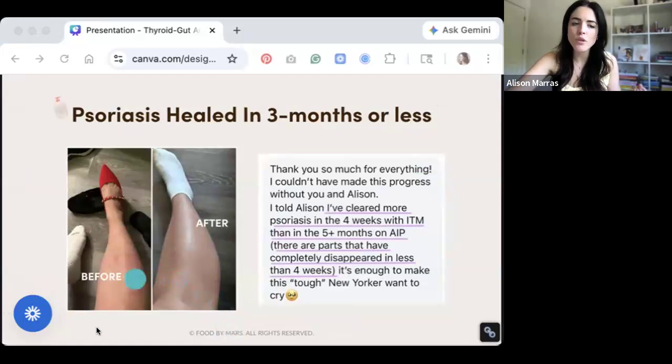Psoriasis, skin issues that we often always see accompanying this too, healed in 3 months or less. We have someone here who is on AIP for over 5 months, couldn't get rid of it. Okay. And in just 4 weeks, almost completely disappeared with our method.